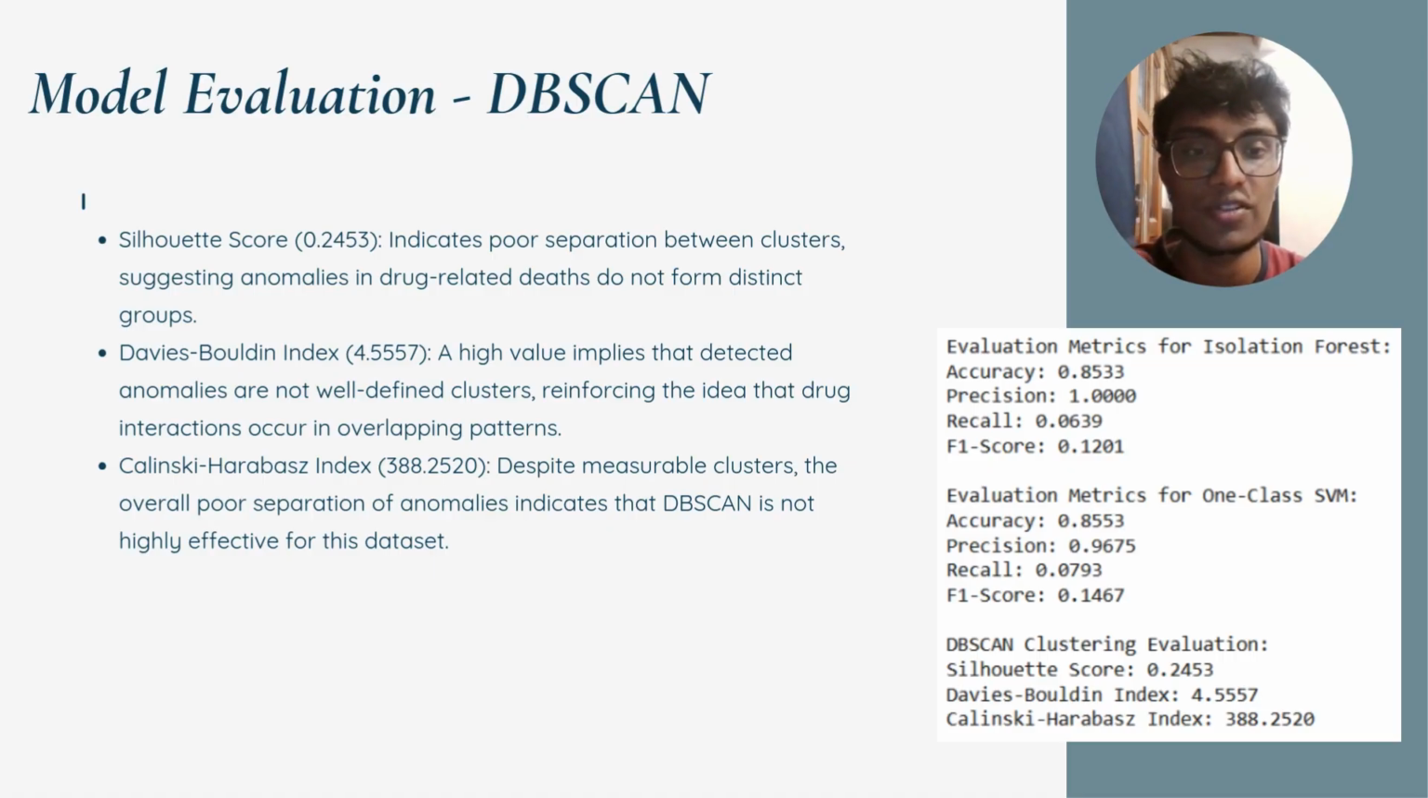Overall, while isolation forest and one-class SVM provided highly precise anomaly detection, they failed to capture many actual anomalies. DBSCAN, on the other hand, revealed that drug-related anomalies do not cluster in a way that traditional density-based methods can easily separate.